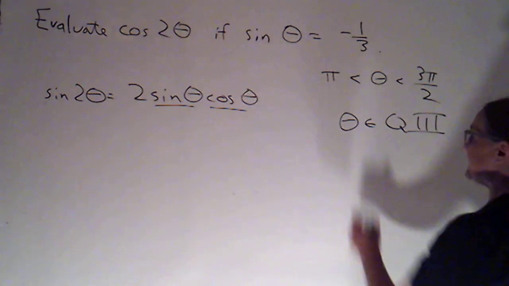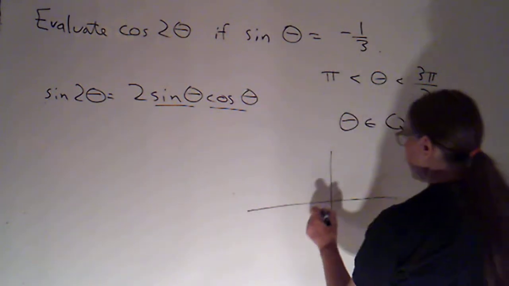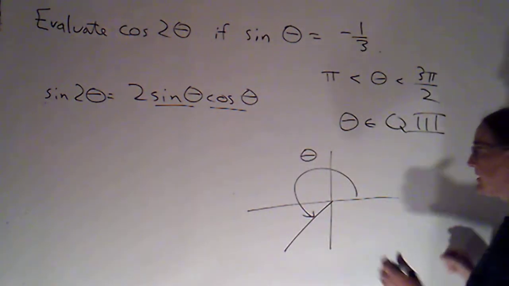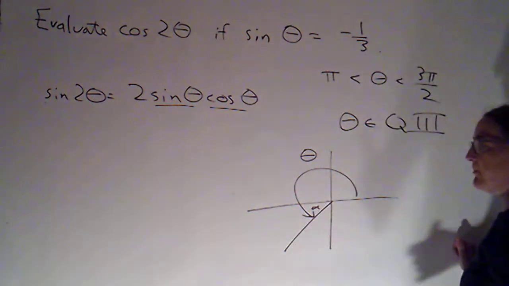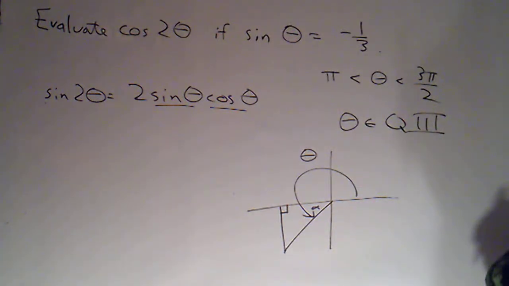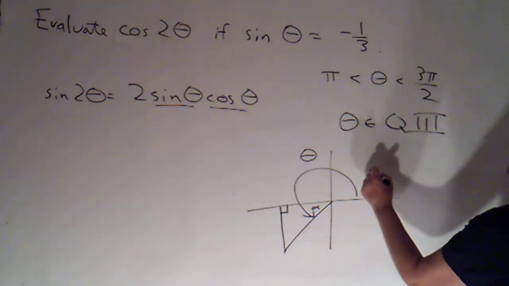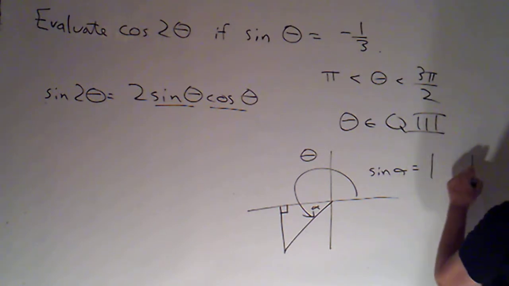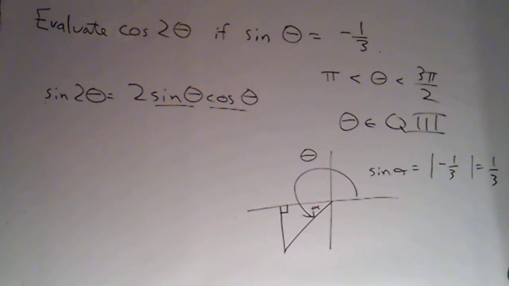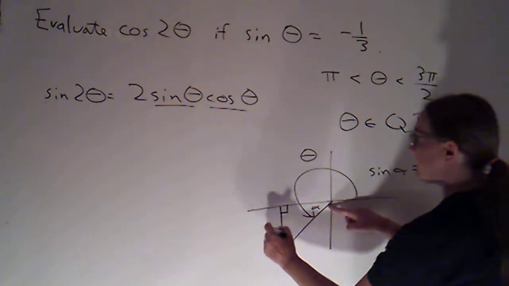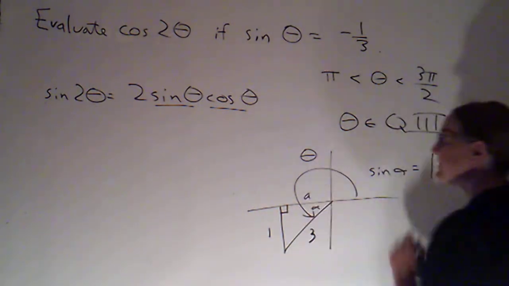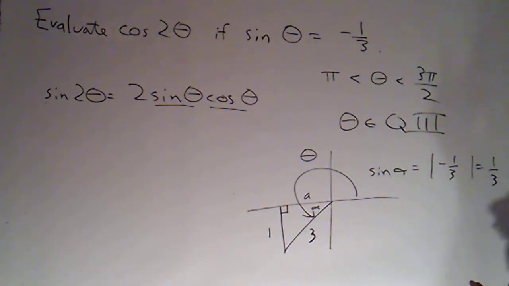Okay, so let's see. What I have here is I can draw my picture. Here's my theta, putting me in quadrant 3. I'm going to let alpha be my reference angle, and I'm going to draw my right triangle that has alpha as an acute angle in it. And then I know that sine of alpha would just be the absolute value of negative 1/3, which is positive 1/3. So I'll let the opposite side be 1 and the hypotenuse be 3. Let's call the adjacent side a, and we'll use Pythagoras to solve for it.